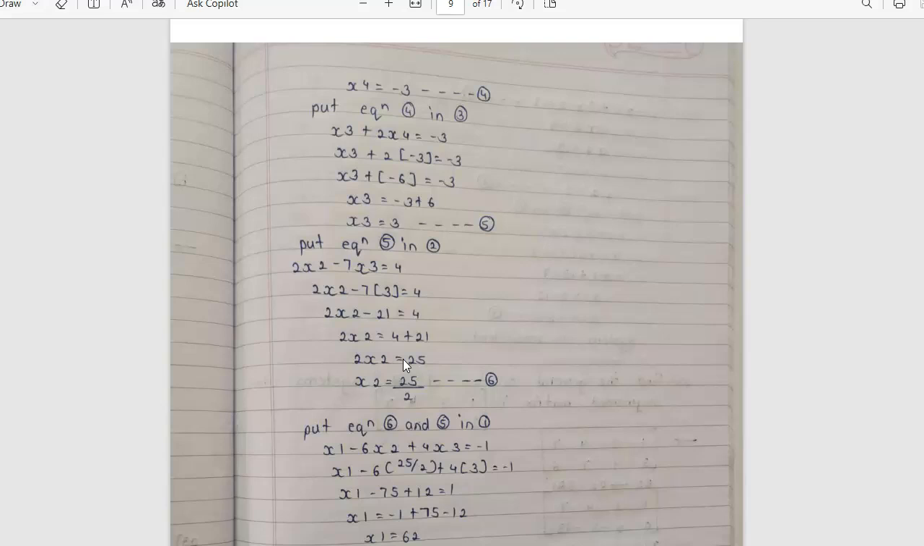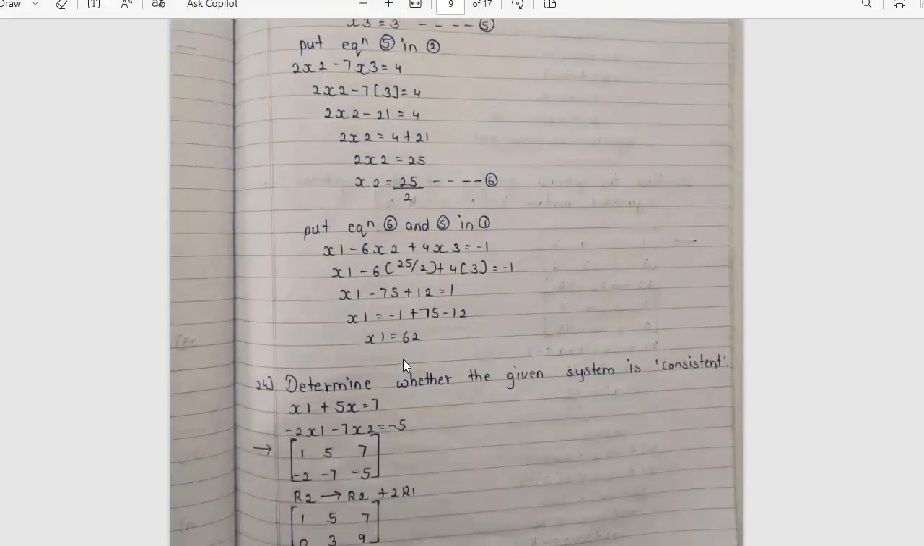Now put this in the equation 2 times x2 minus 7 times x3 equal to 4. So 2 times x2 minus 7 into 3, that is 21, equal to 4. So 2 times x2 minus 21 equal to 4. So 2 times x2 equal to 4 plus 21, that is 25. So x2 equal to 25 divided by 2.